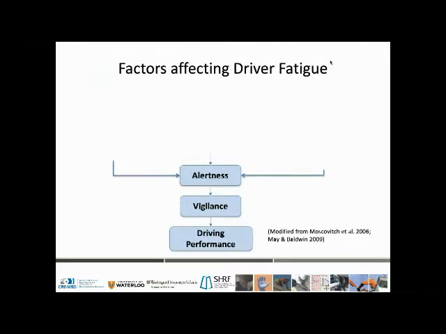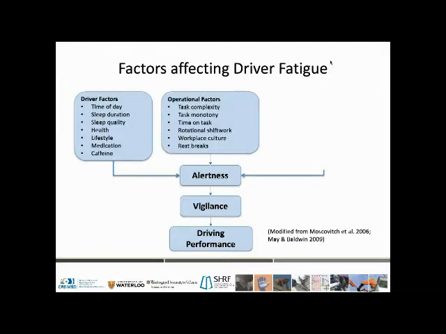And I know we can't blame whole body vibration for everything. There's many factors that affect driver fatigue. So there are driver factors such as time of day, sleep duration, their health, lifestyle, caffeine intake. And there are health and wellness programs for drivers to help build healthier behaviors. There are also operational factors such as task complexity and monotony, rotational shift work, and the workplace culture.